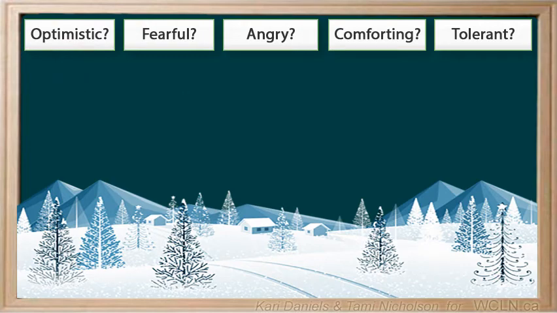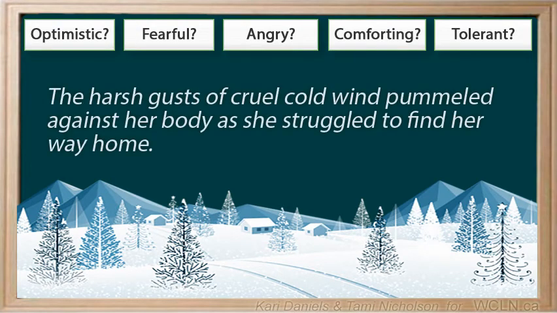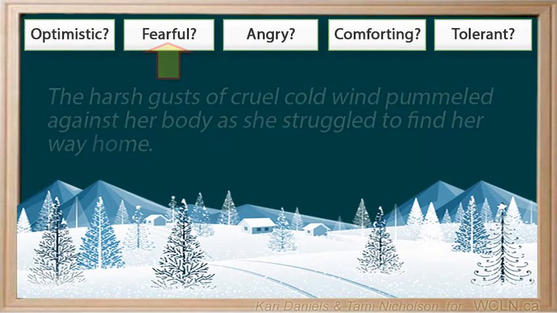Number 3. The harsh gusts of cruel cold wind pummeled against her body as she struggled to find her way home. The tone of this sentence is fearful. The writer chooses words that establish the fierceness of the winter storm. Harsh, cruel, cold, and pummeled. Further, the character is struggling to find her way home. We can infer she feels fear.